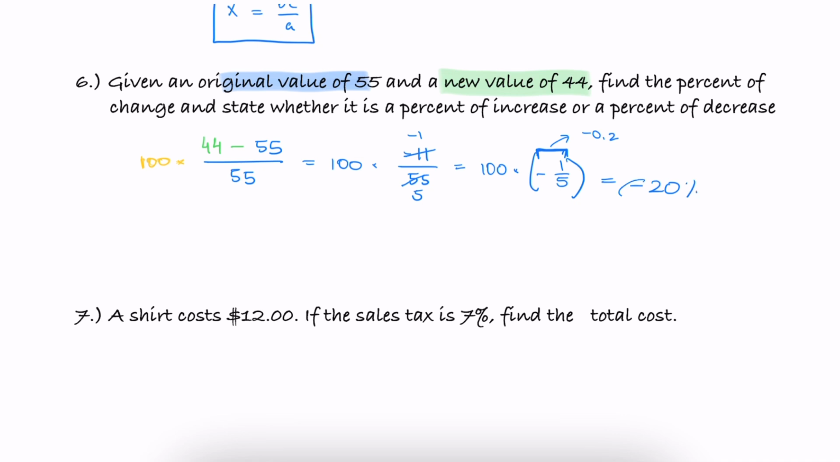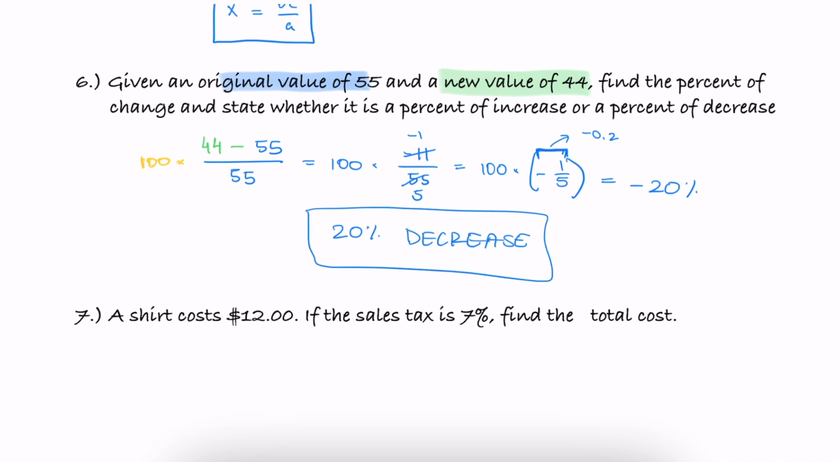So right here, because this is negative, our final answer is a 20% decrease. Because, again, it's negative. If it was positive, it would be a 20% increase. And we can verify that just by knowing that the original value is bigger than the new value, which means there was a decrease in the original value. And from our calculations, we know that it was 20%.